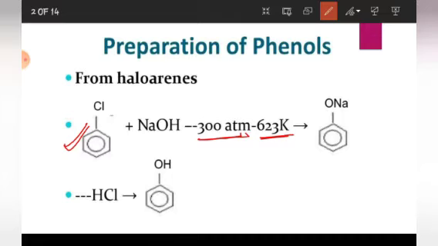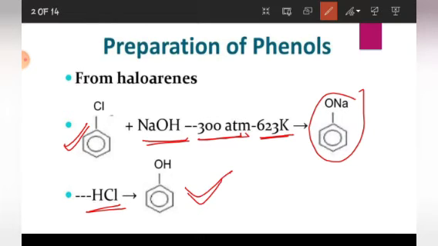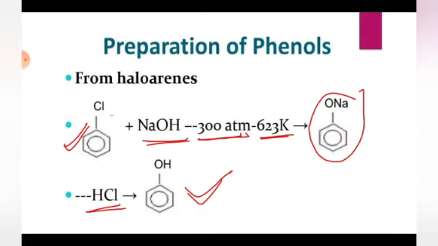First we will get an intermediate, which is known as sodium phenoxide, and then on acidification it gives phenol. So first we will react with NaOH, followed by acidification using HCl. We will get the final product as phenol, right? So this was the first method. Now let's see the second method.